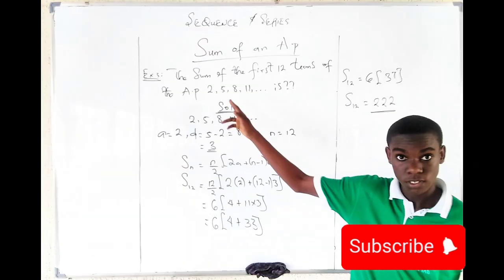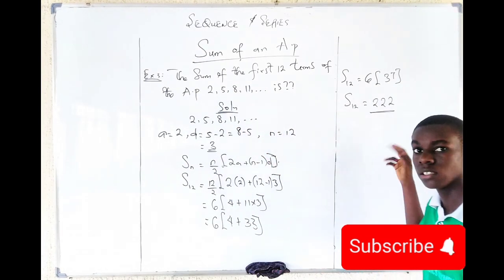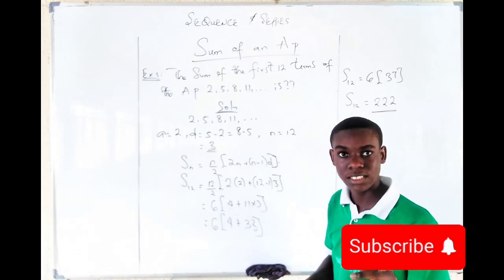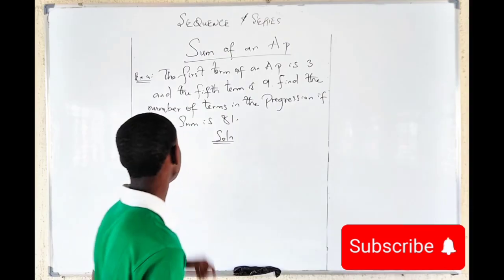So the sum of the first 12 terms will be equal to 6 into 4 plus 33, which is 37. So now the sum of the first 12 terms will be 6 times 37, which is 222. So the sum of the first 12 terms of this AP is 222. Now let me give the last example.